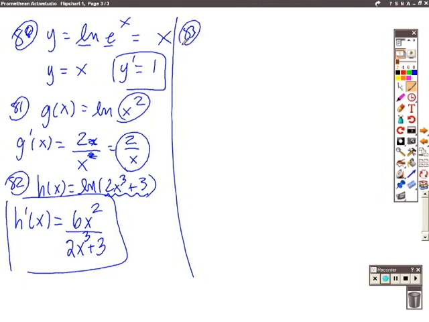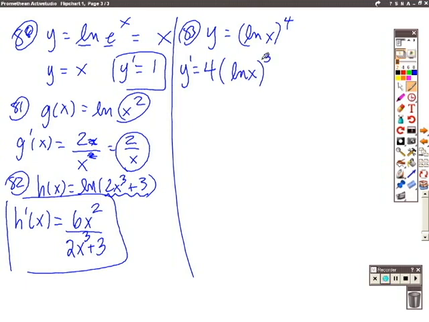83. Y is equal to ln of x raised to the 4th power. Now notice that this is an inside and an outside function. The inside function is ln of x. The outside function is the power of 4. So we're going to apply the chain rule. All right, I'm going to bring the 4 down, so I have 4 ln of x to the 3rd power.